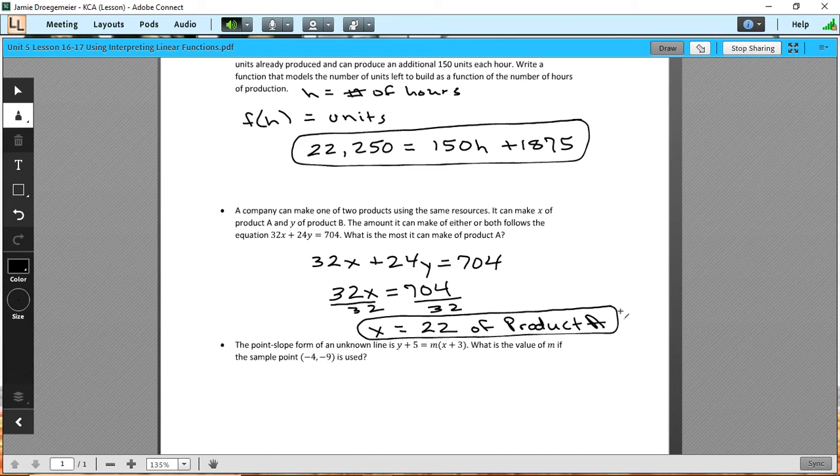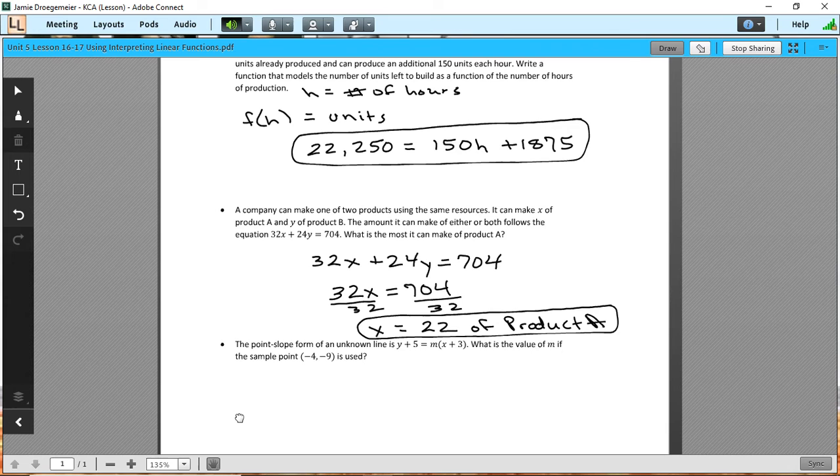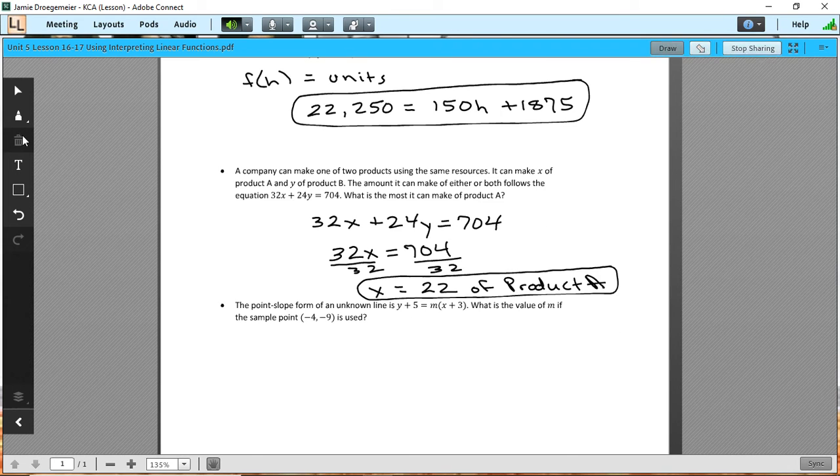All right, and then our last one here tells us that the point slope form of an unknown line is y plus 5 equals m times x plus 3. I'm going to write that equation. y plus 5 equals m times x plus 3. We want to know what's the value of m if the sample point that they used was -4, -9.